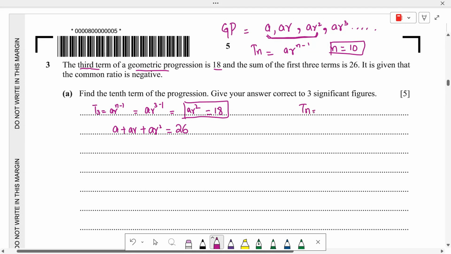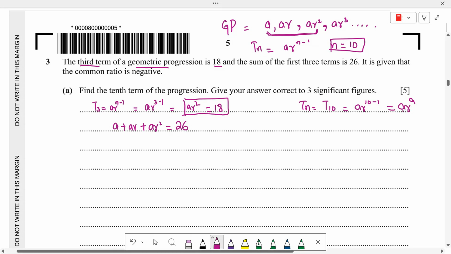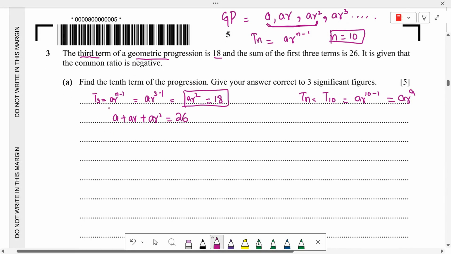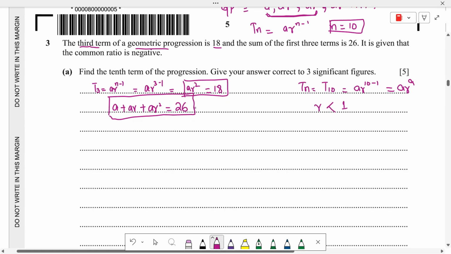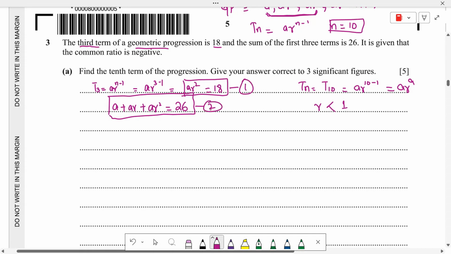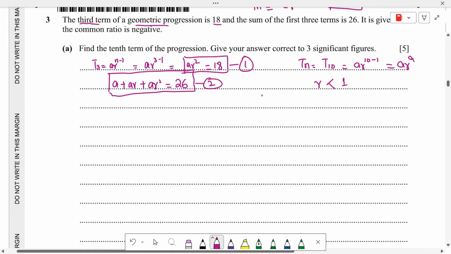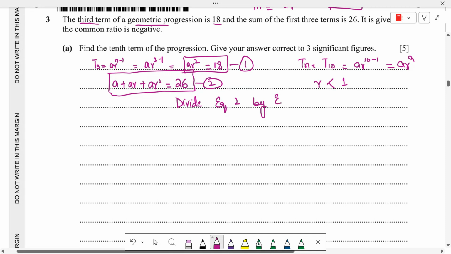The 10th term T10 equals a r to the power of 10 minus 1, which is a r to the power of 9. So we need to find the values of a and r by using these two equations. This one is equation 1 and this one is equation 2. We can divide equation 2 by equation 1.